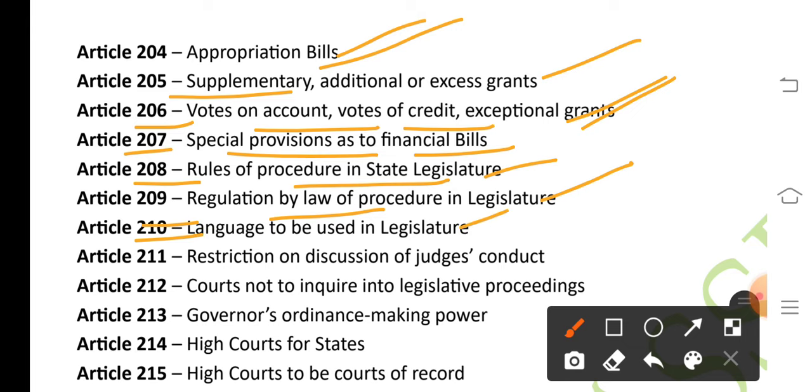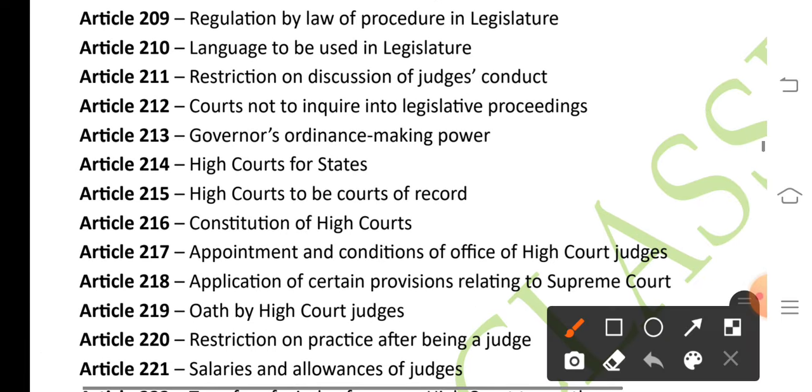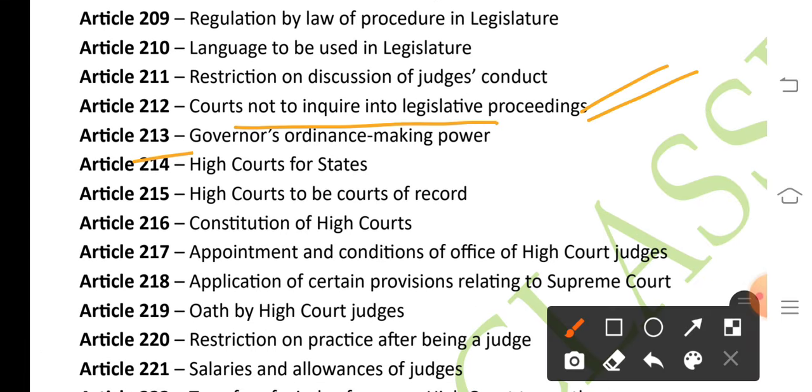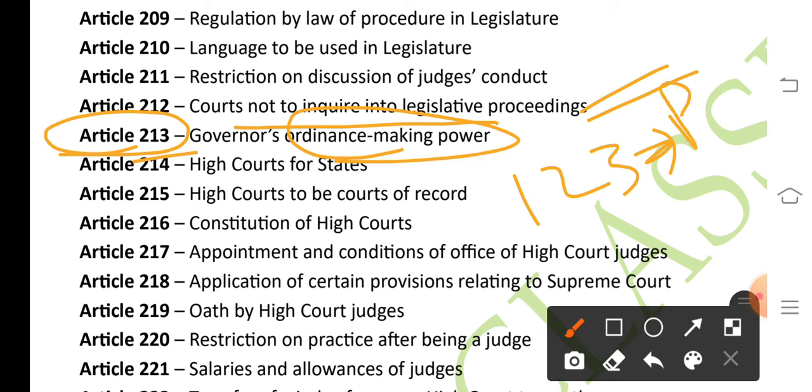210 language to be used in legislature. 211 restriction on discussion of judges' conduct. 212 courts not to inquire into legislative proceedings. 213 governor's ordinance making power. This is very important. 123 is for president's ordinance making power. Just reverse these two numbers. 213 is for the governor's ordinance making power.